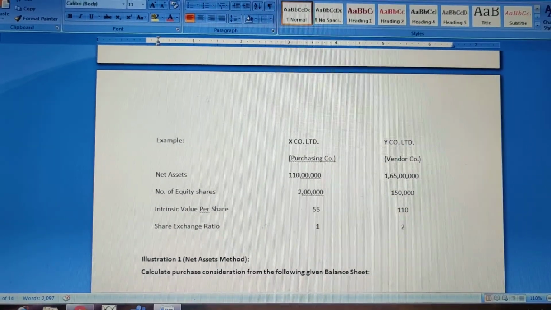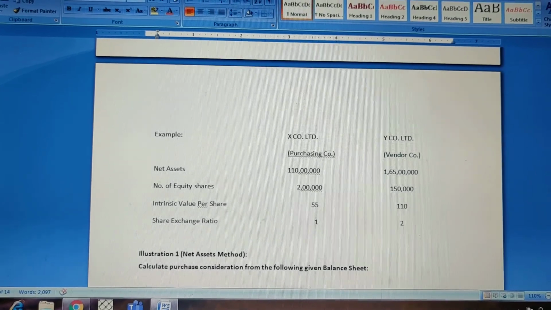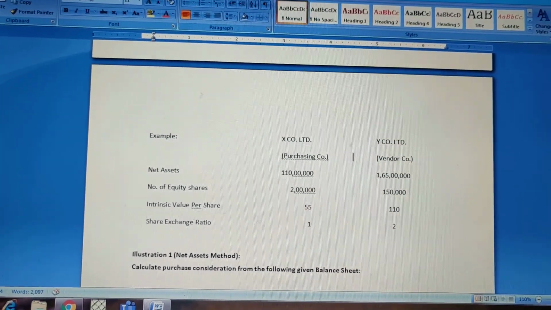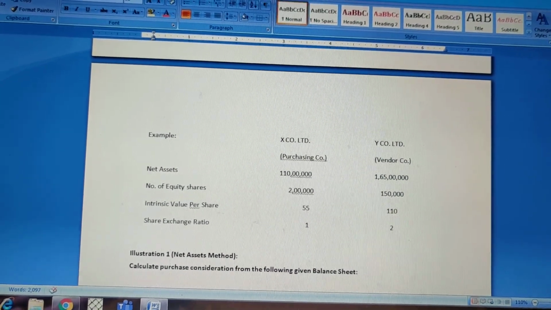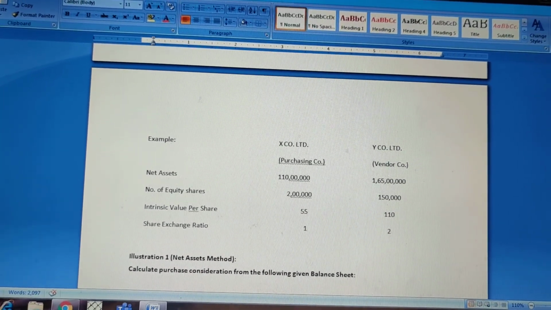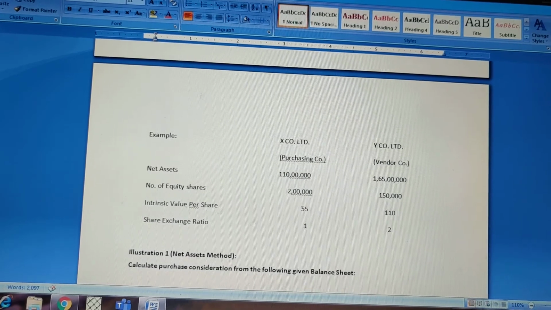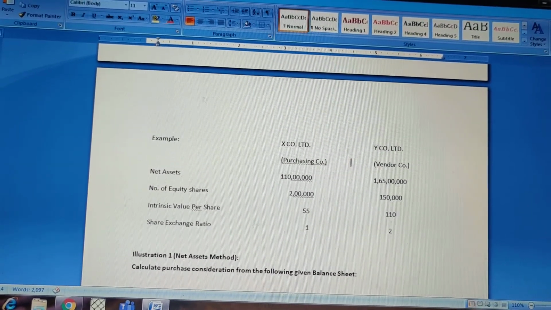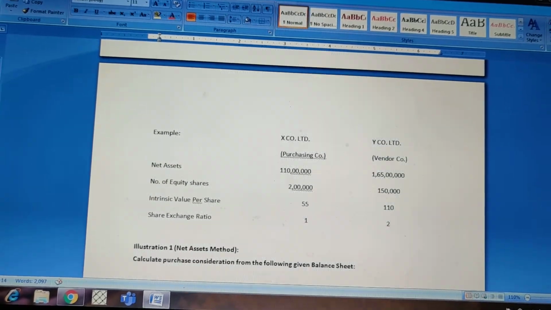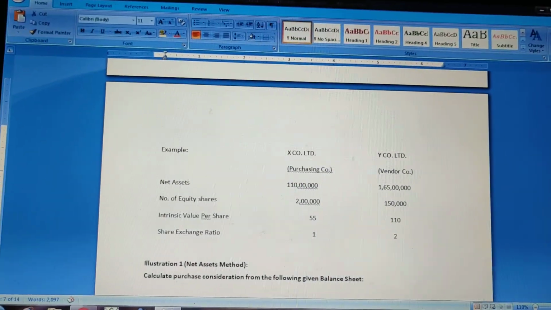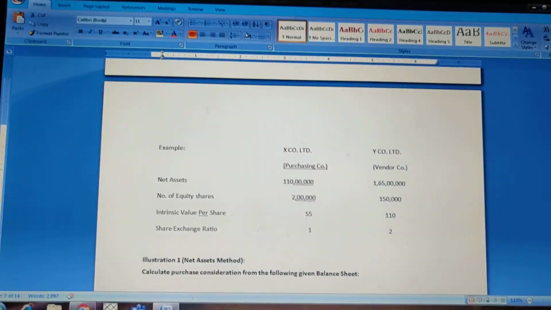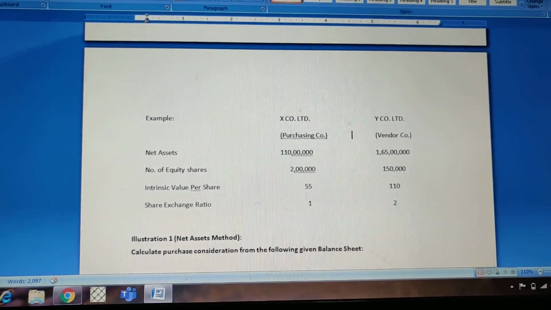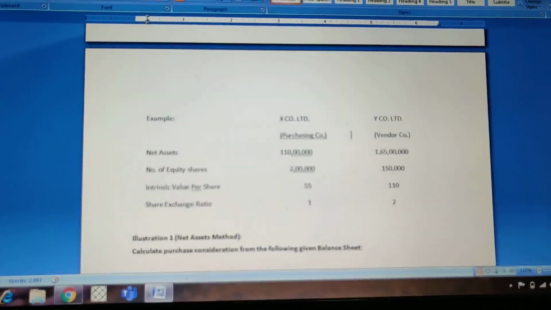So 11 lakh will be divided by 2 lakh, and 1 crore 65 lakhs will be divided by 1,50,000, and the intrinsic value per share will be 110. Okay, so we have to calculate the share exchange ratio, like in our personal life you also do this kind of thing.